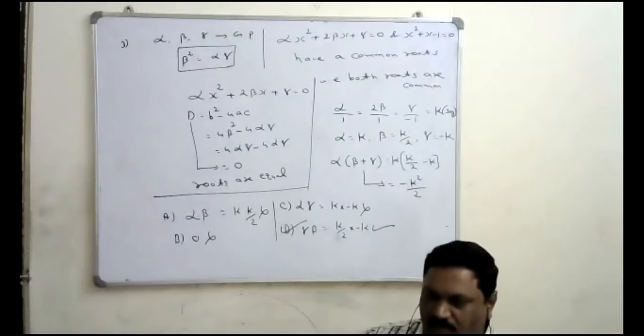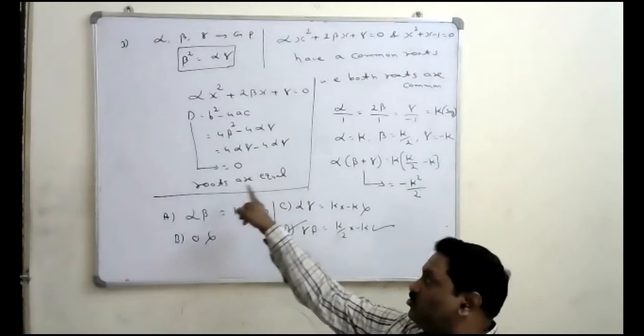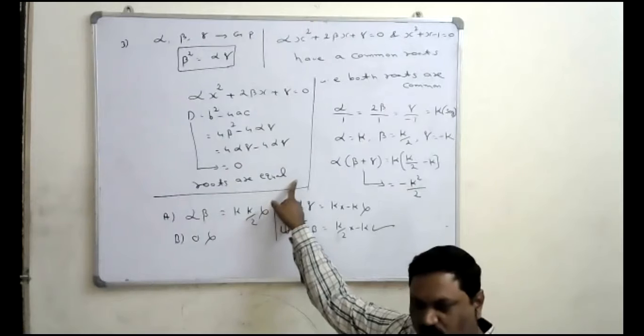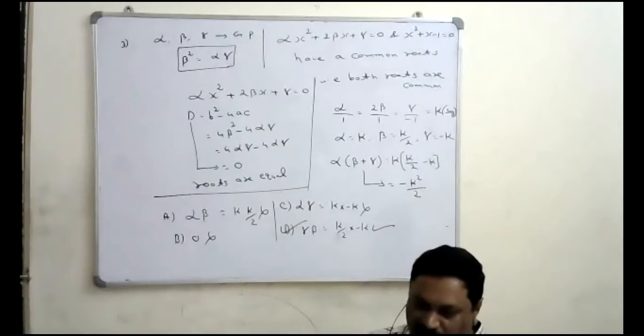In this problem, you can understand that the logic is that they have given a common root, but we should know that the roots are equal. That's why the second root is also in common, meaning both the roots are in common. That point we have to identify.